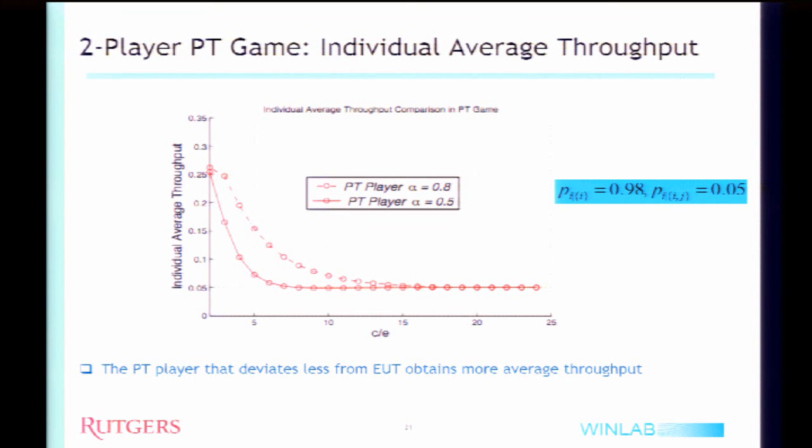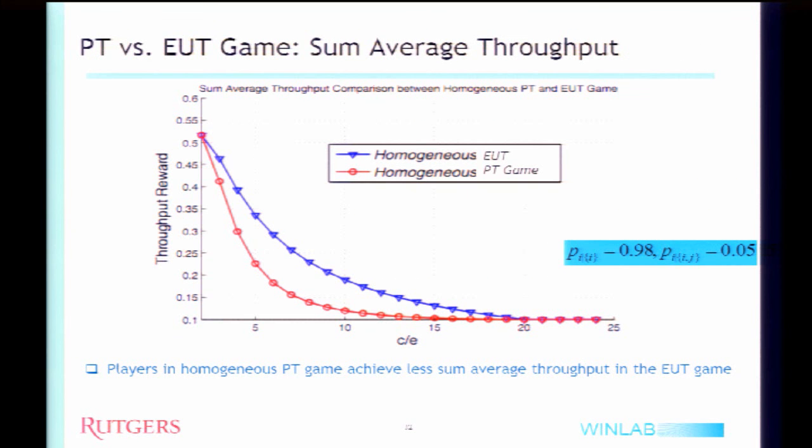This is the plot for the individual average throughput for the two players. You see that when alpha equals 0.8, this player is less deviated from EUT, and she achieves more average throughput than her opponent. And this is the sum throughput comparison. The blue line is the homogeneous EUT game, and the red line is the homogeneous PT game. There's an obvious degradation due to the deviation of both PT players in the game.